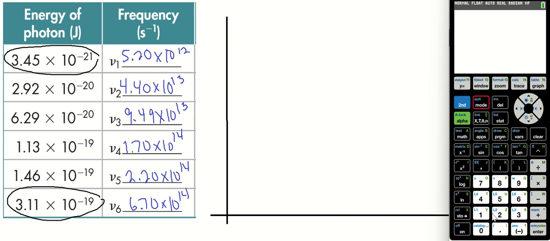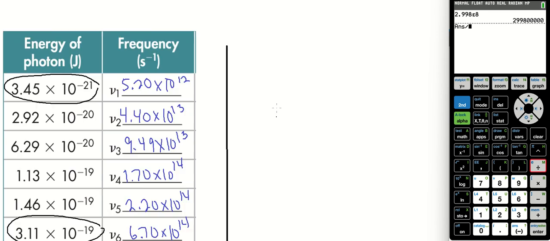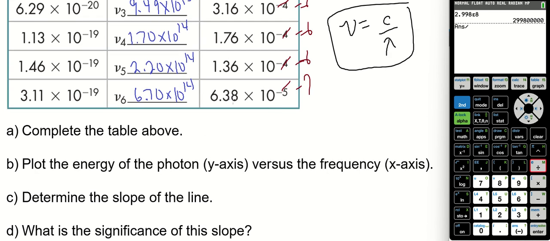Good. All right. 2.998 times 10 to the 8. That's our speed of light divided by the wavelength. What was the wavelength? 6.38 times 10 to the negative 7. Oh, I messed that up. Okay, well that kind of explains it. So this here should be 4.70, not 6.70.